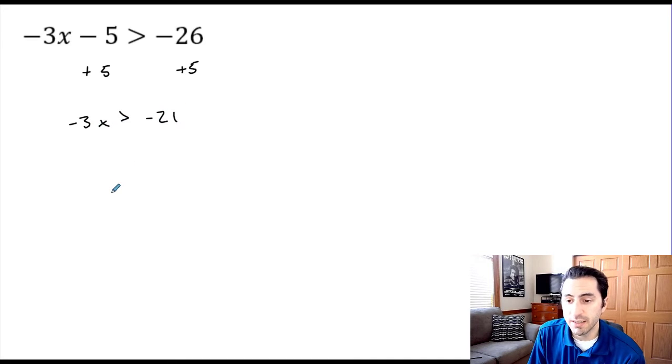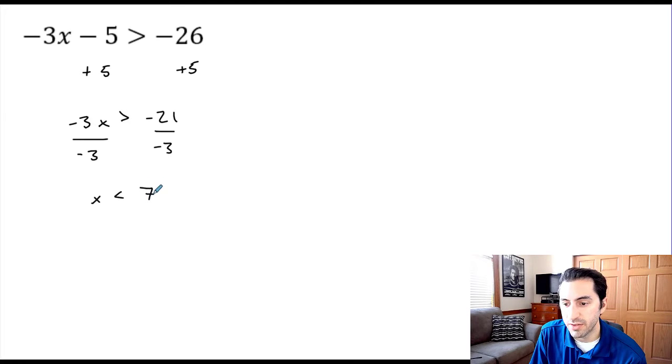All right, and to isolate my variable, we're going to divide by negative 3. And here's where that rule comes into play. Because I'm dividing by a negative value, I need to switch this sign. So I end up with x is less than 7.